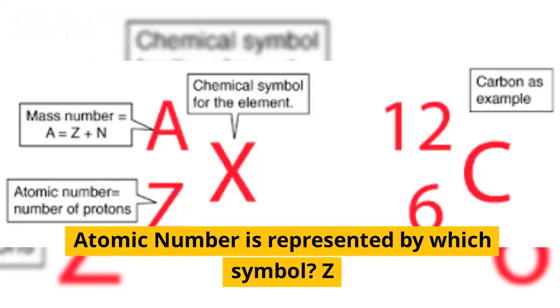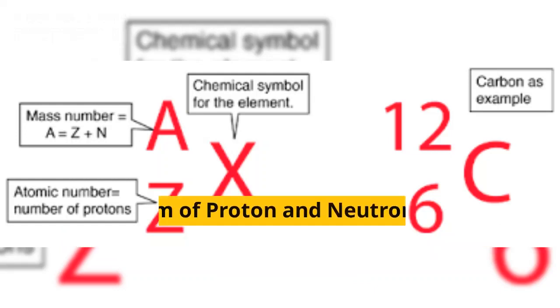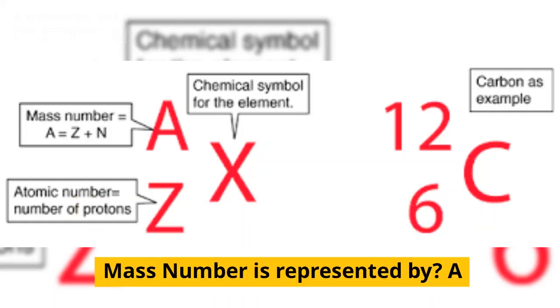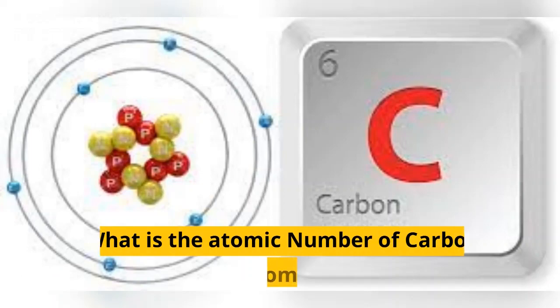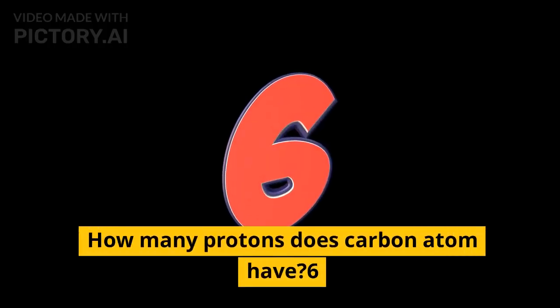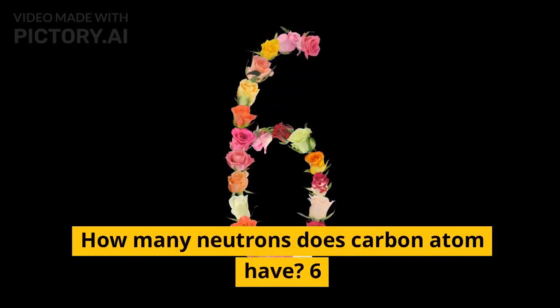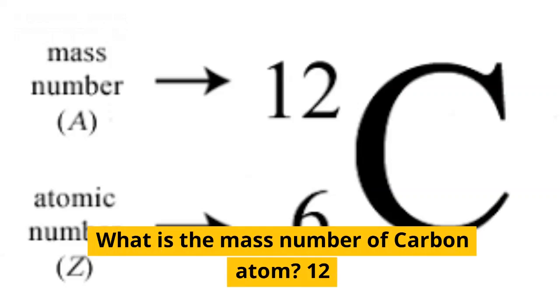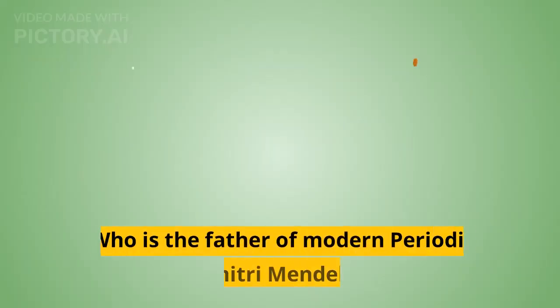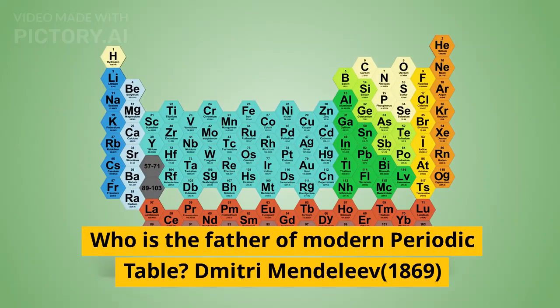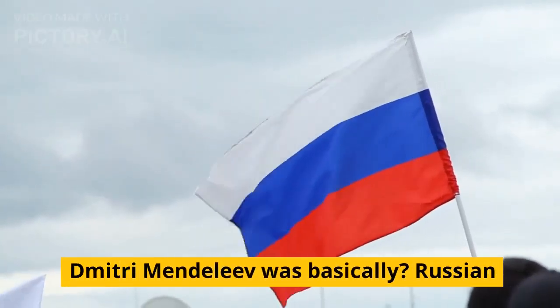Atomic number is represented by which symbol? Z. The sum of protons and neutrons in the nucleus of an atom is called mass number. Mass number is represented by A. What is the atomic number of carbon atom? 6. How many protons does carbon atom have? 6. How many neutrons does carbon atom have? 6. What is the mass number of carbon atom? 12. Who is the father of the modern periodic table? Dmitri Mendeleev, 1869. Dmitri Mendeleev was Russian.